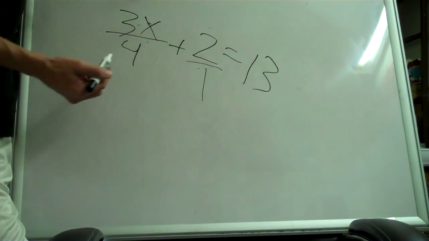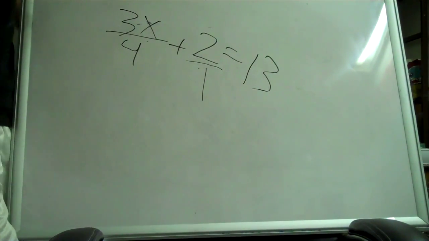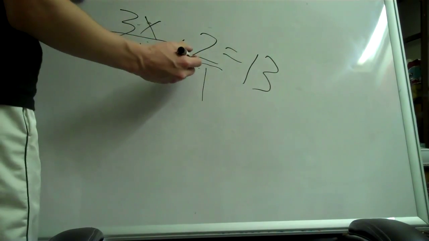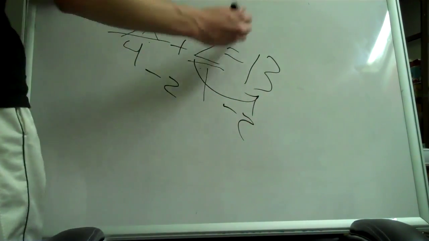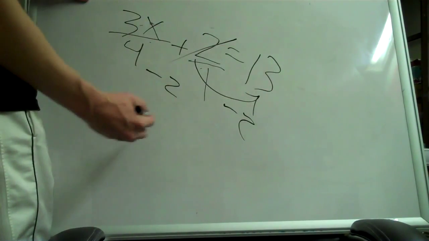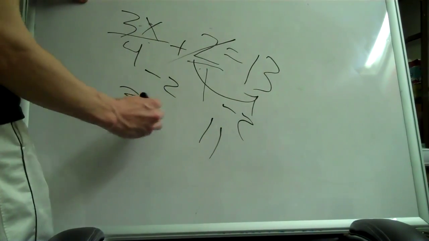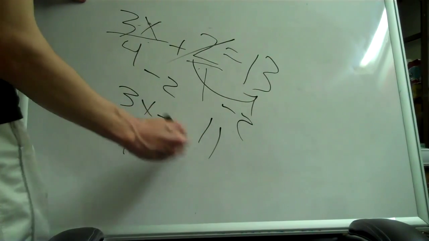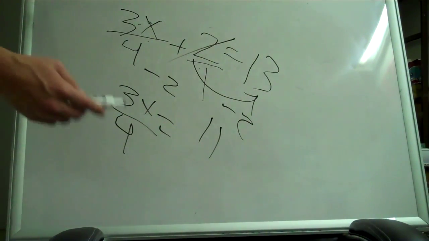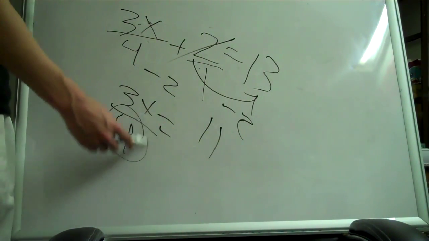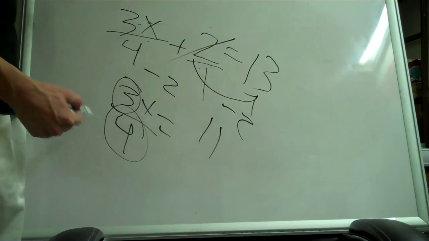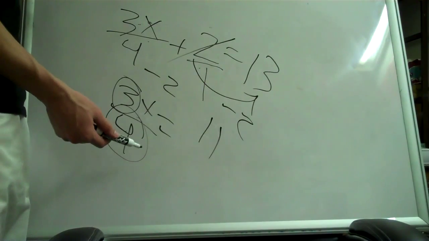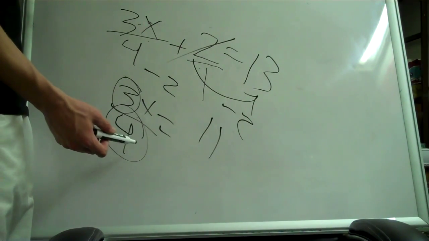Yeah, if you change that to a 4 denominator, that's fine. But it's so much easier just to subtract this 2 first. So subtract 2 from both sides. That cancels that out. 13 minus 2 is 11. So we're left with this. You're dividing by 4. We want to get rid of that because we can't divide by this 3 yet. So we have to multiply by 4 because the opposite of dividing is multiplying.